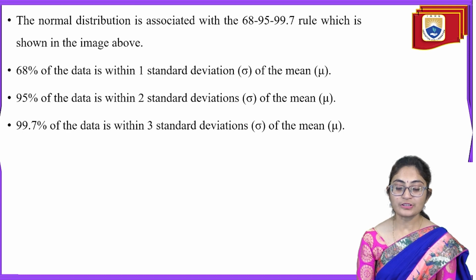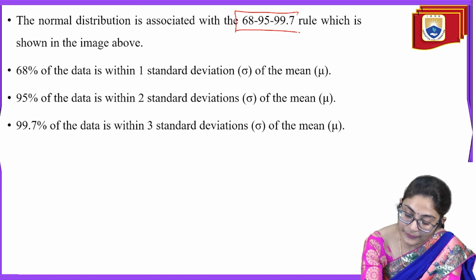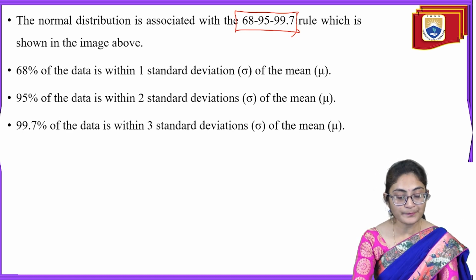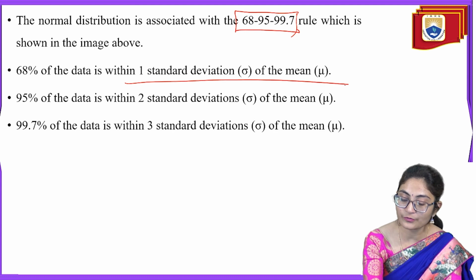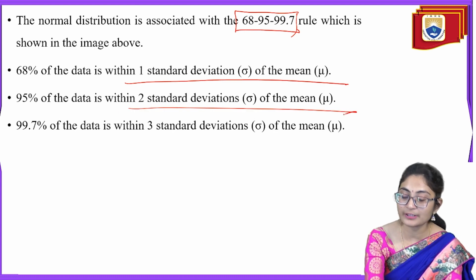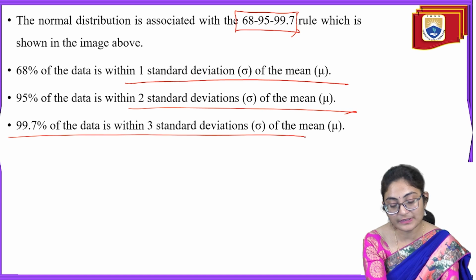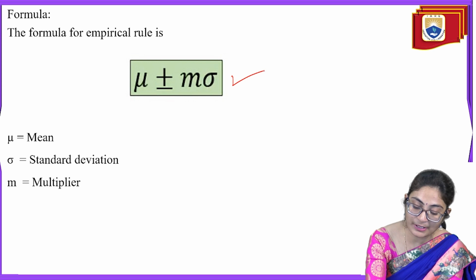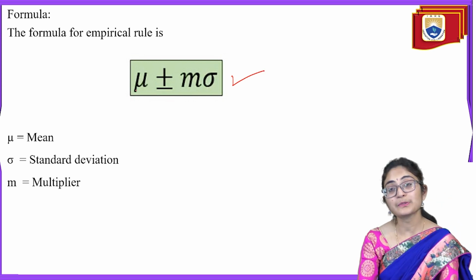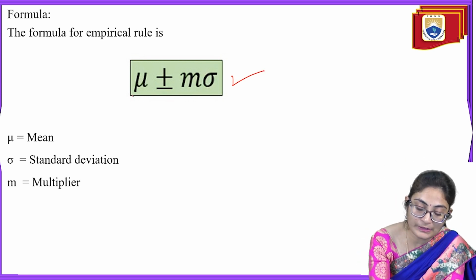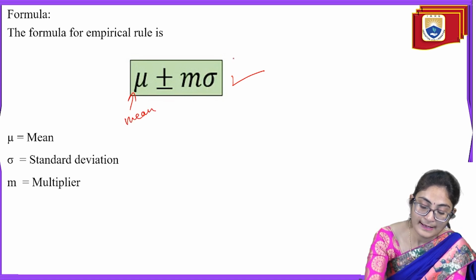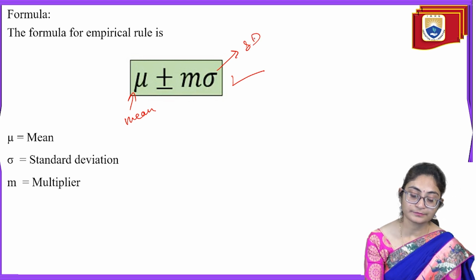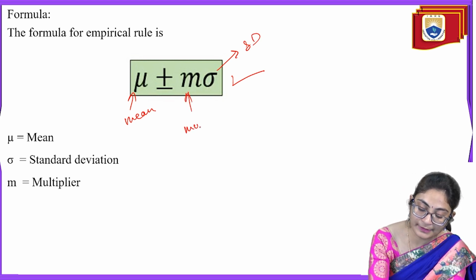between these three standard deviations, which we call 3 sigma. Now normal distribution is associated with the 68, 95 and 99.7 rule, which is known as the 3 sigma: 68% within one standard deviation of the mean, 95% within two standard deviations of the mean, and 99.7% within three standard deviations of the mean. This is your empirical rule formula: mu plus minus m sigma. Mu is your mean, sigma is your standard deviation and m is your multiplier.